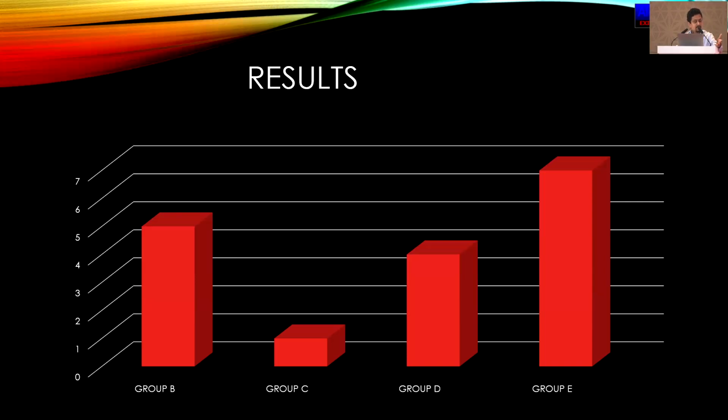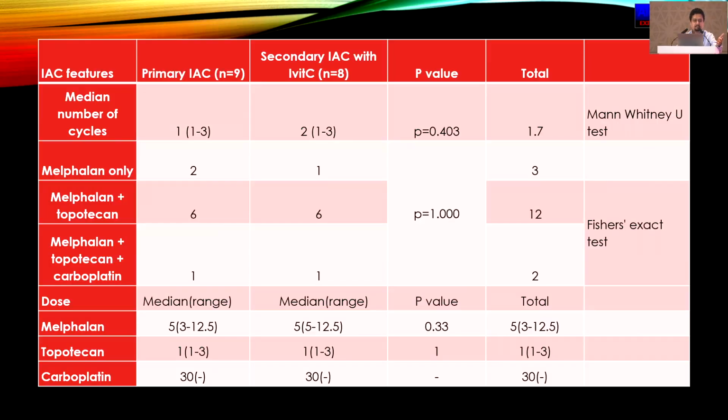So that means that most of the patients came with the advanced stage and they are very far off distance. They can't come to the tertiary center. Comparing primary IAC, which had 9 eyes, and secondary IAC, 8 eyes, the median number of cycles was 1 and 2. We used melphalan only in 2 eyes, but we usually now use melphalan with topotecan in both the groups, so 6 and 6. And in one patient, we used triple drug therapy with carboplatin, as it was a very advanced stage.